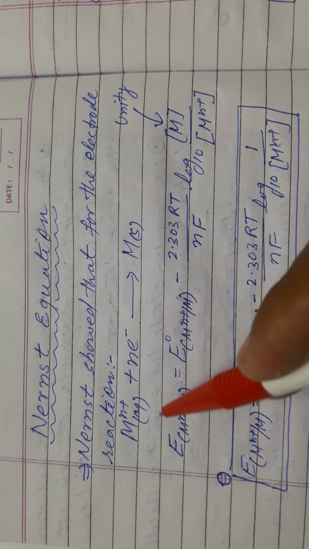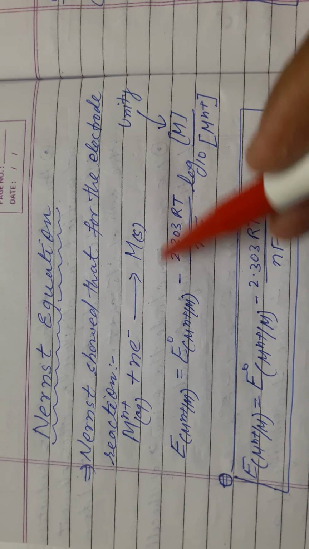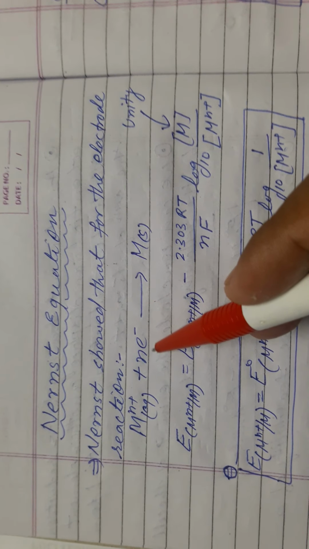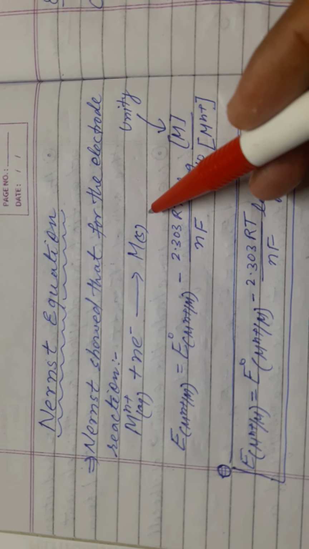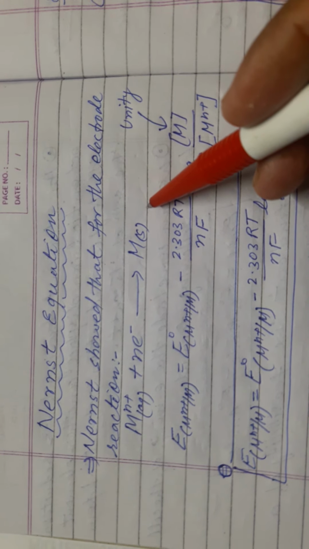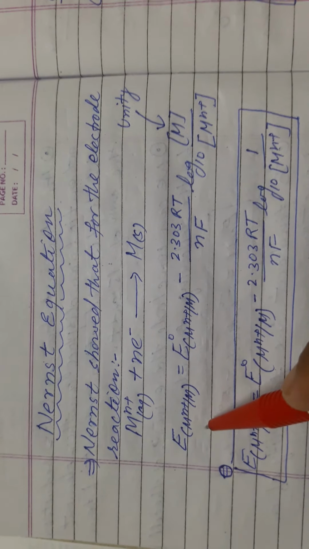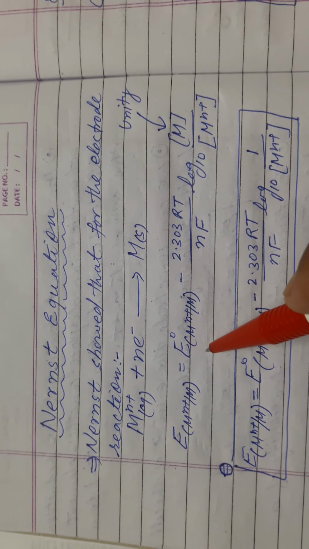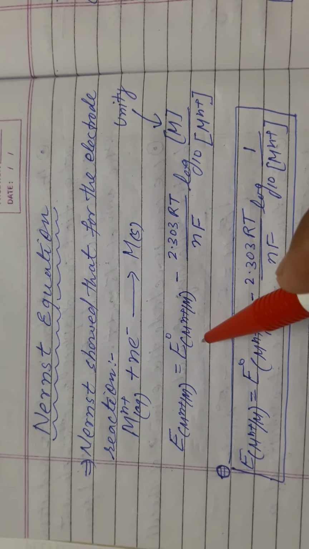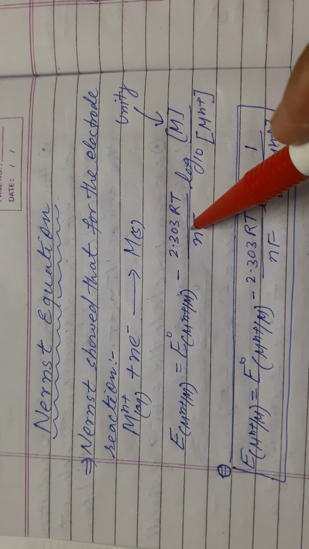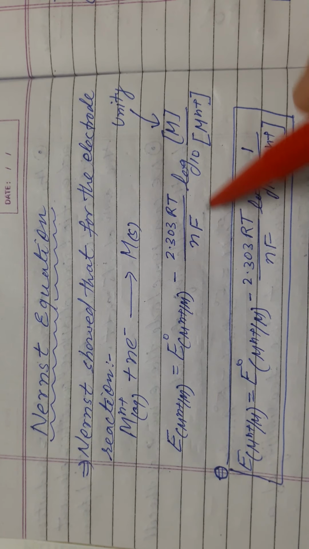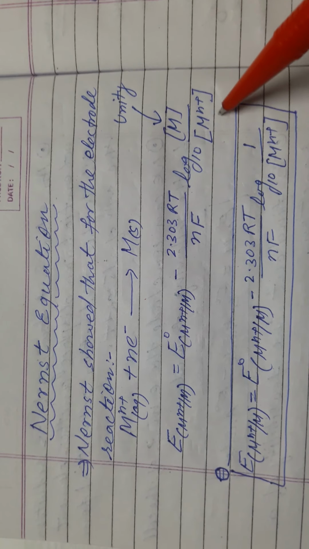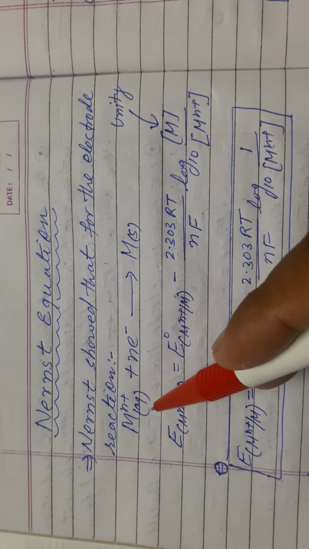First of all, consider a general reduction reaction. Metal ion plus electron gives metal in solid form. What is the relation for this reaction? Reduction potential in normal condition equals reduction potential in standard condition from electrochemical series minus 2.303 RT upon nF log to the base 10 concentration of product upon concentration of reactant.